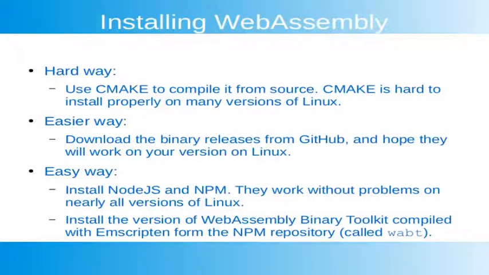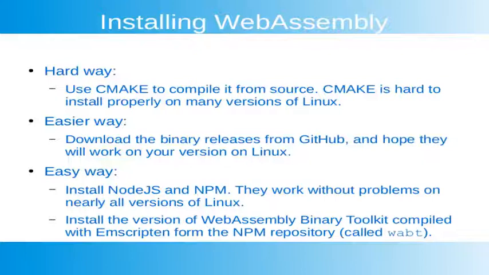So, how to install the WebAssembly binary toolkit? Well, there is a hard way. You can use CMake to compile it from source, but CMake is hard to install properly on many versions of Linux. That is, it's easy to install on many versions of Linux, but it doesn't work without a lot of tweaking, and if you are doing it just for installing WebAssembly, it's not worth it.